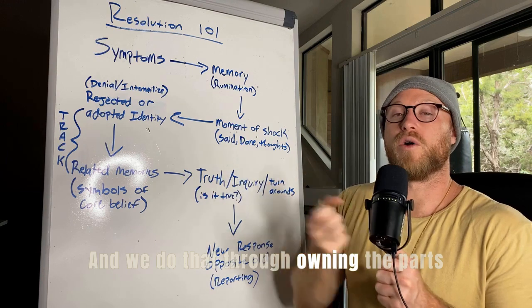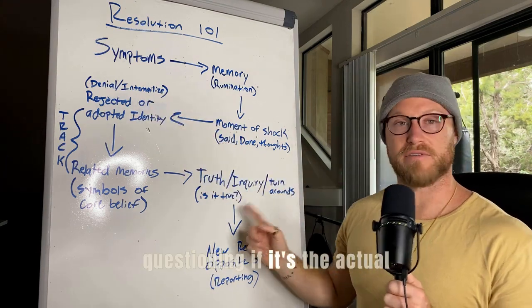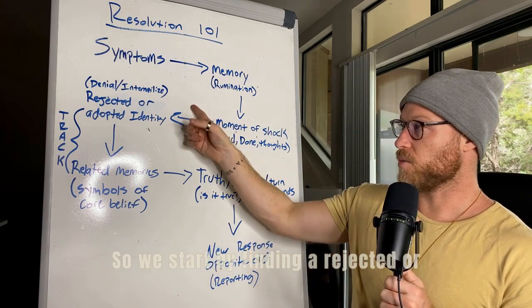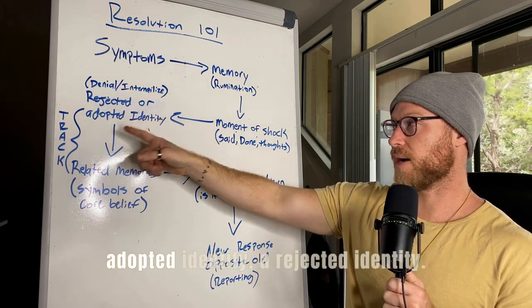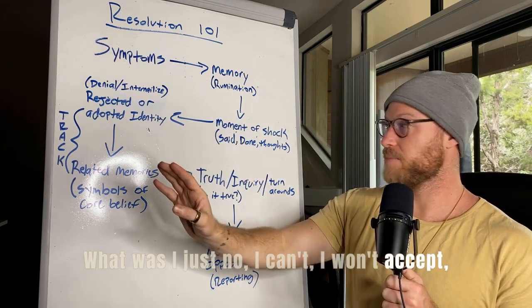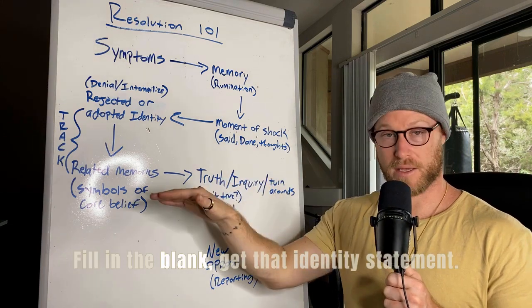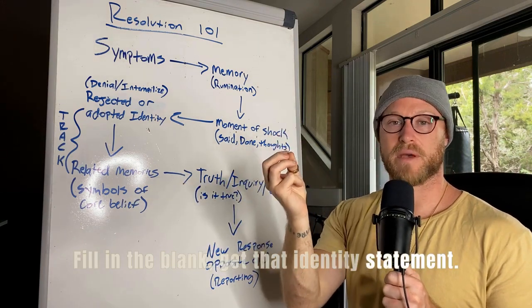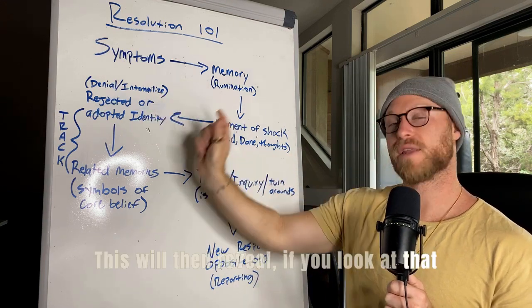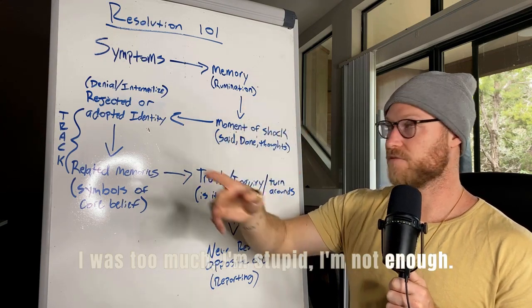And we do that through owning the parts of ourselves that do feel bad, and then questioning if it's the actual deepest truth about who and what we are. So we start by finding a rejected or adopted identity. A rejected identity: what did I deny? What was I just, no, I can't, I won't accept? Or what did I adopt because of this is proof that I am, fill in the blank. Get that identity statement. Start with that. This will then reveal, if you look at that identity statement, I was bad, I was wrong, I was too much, I'm stupid, I'm not enough.